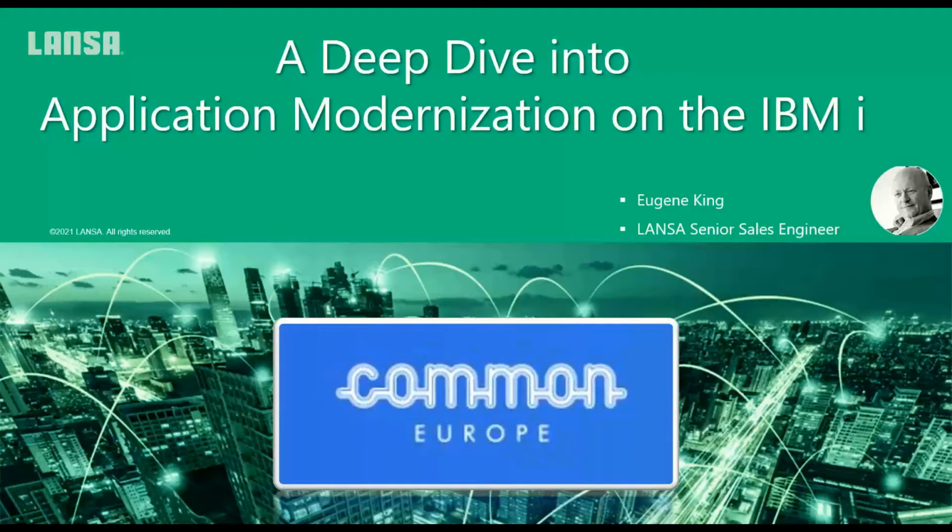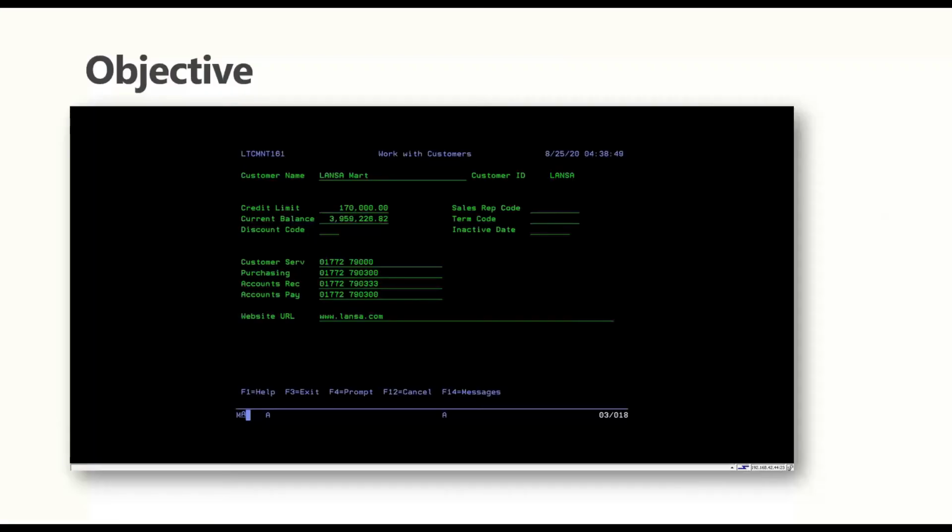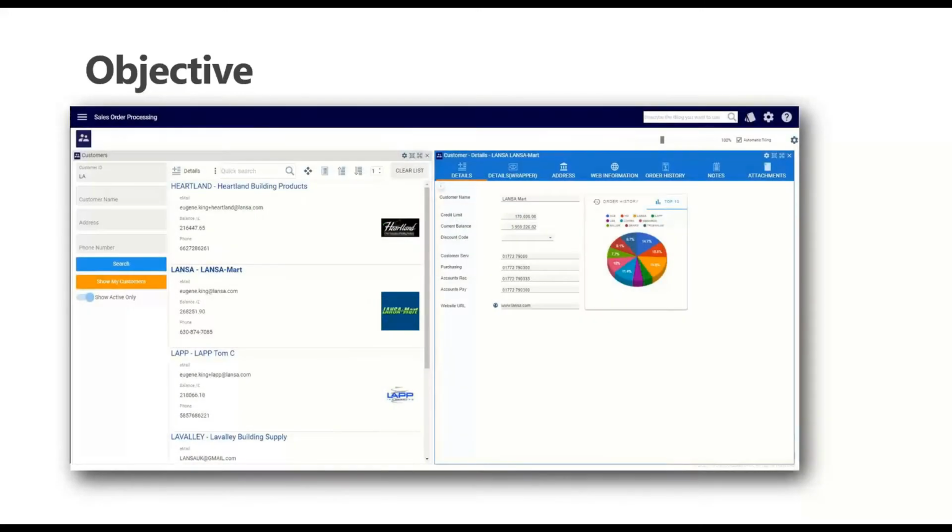So once again, welcome to this webinar entitled a Deep Dive into Application Modernization on the IBM I. Now, please note that there will be time for questions at the end of the session. So the objective of today's session is to take you through the steps necessary to take an IBM I application and reuse it in a modern back-office style web application, which works seamlessly alongside new functionality.